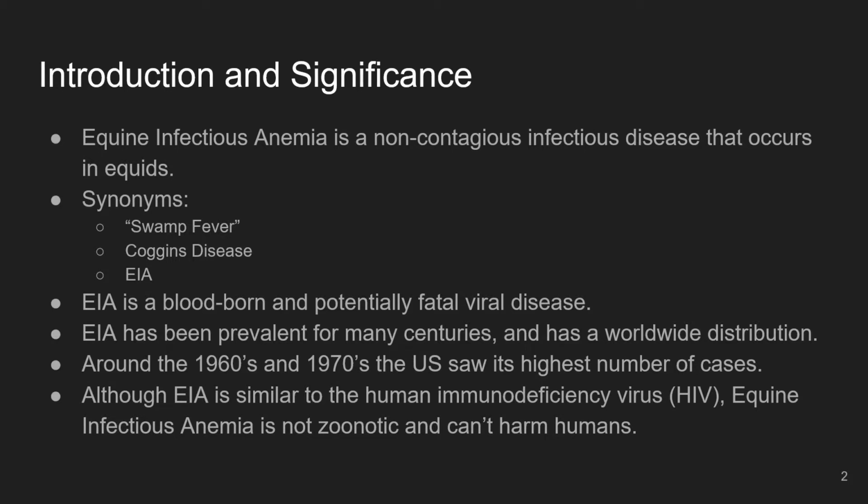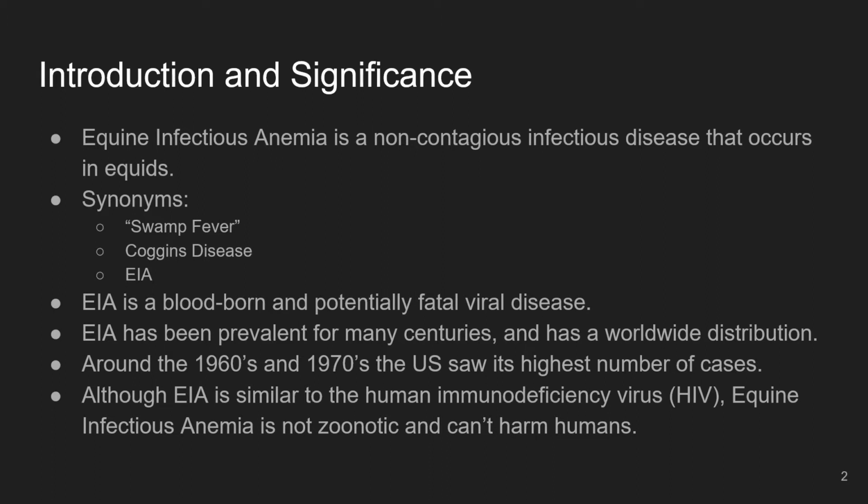Equine infectious anemia is a non-contagious infectious disease that occurs in equids. Some names for this disease are swamp fever, Coggins disease, and EIA. EIA is a blood-borne and potentially fatal viral disease. It has been prevalent for many centuries and has a worldwide distribution. The US saw the highest number of cases around the 1960s and 1970s, while it's still prevalent today.